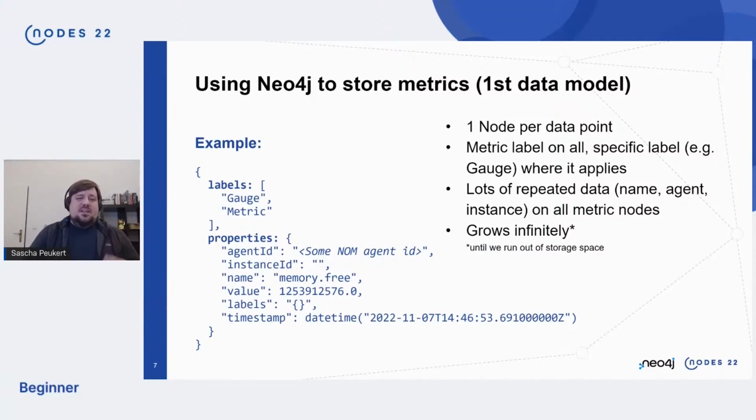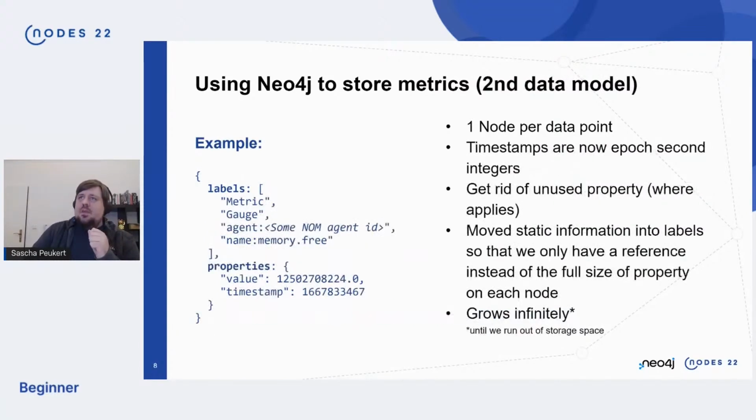And you have to just clean up old metric data at some point or roll them into aggregated ones. So we thought maybe we can improve this. And we did. We just recently worked on improving this. We still have one data point, one node per data point, but you can see now we changed around the labels and properties. The timestamp is now an integer, which doesn't look like it saves much. It actually does, when you scale it up to millions of nodes.